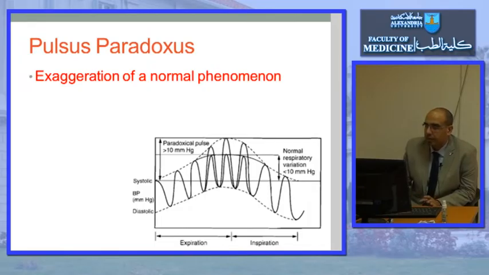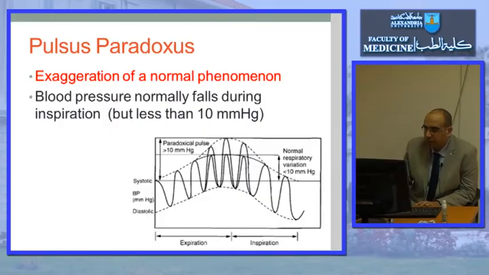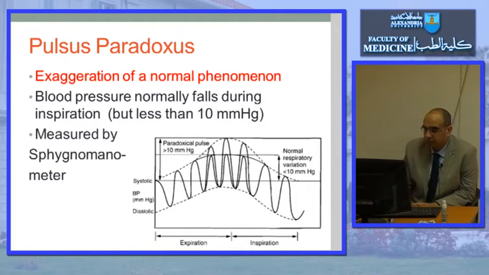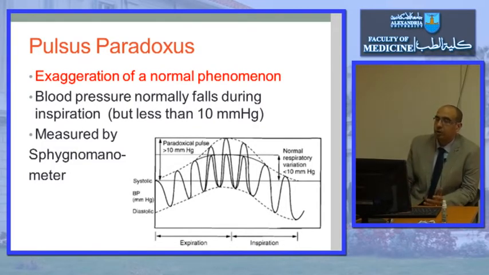Pulsus paradoxus is defined as an exaggeration of the normal phenomenon. But what is the normal phenomenon? The normal phenomenon is that during inspiration, the blood pressure normally decreases, but by less than 10 millimeters of mercury. It is not palpable by my hand, and I cannot detect it in normal situations.